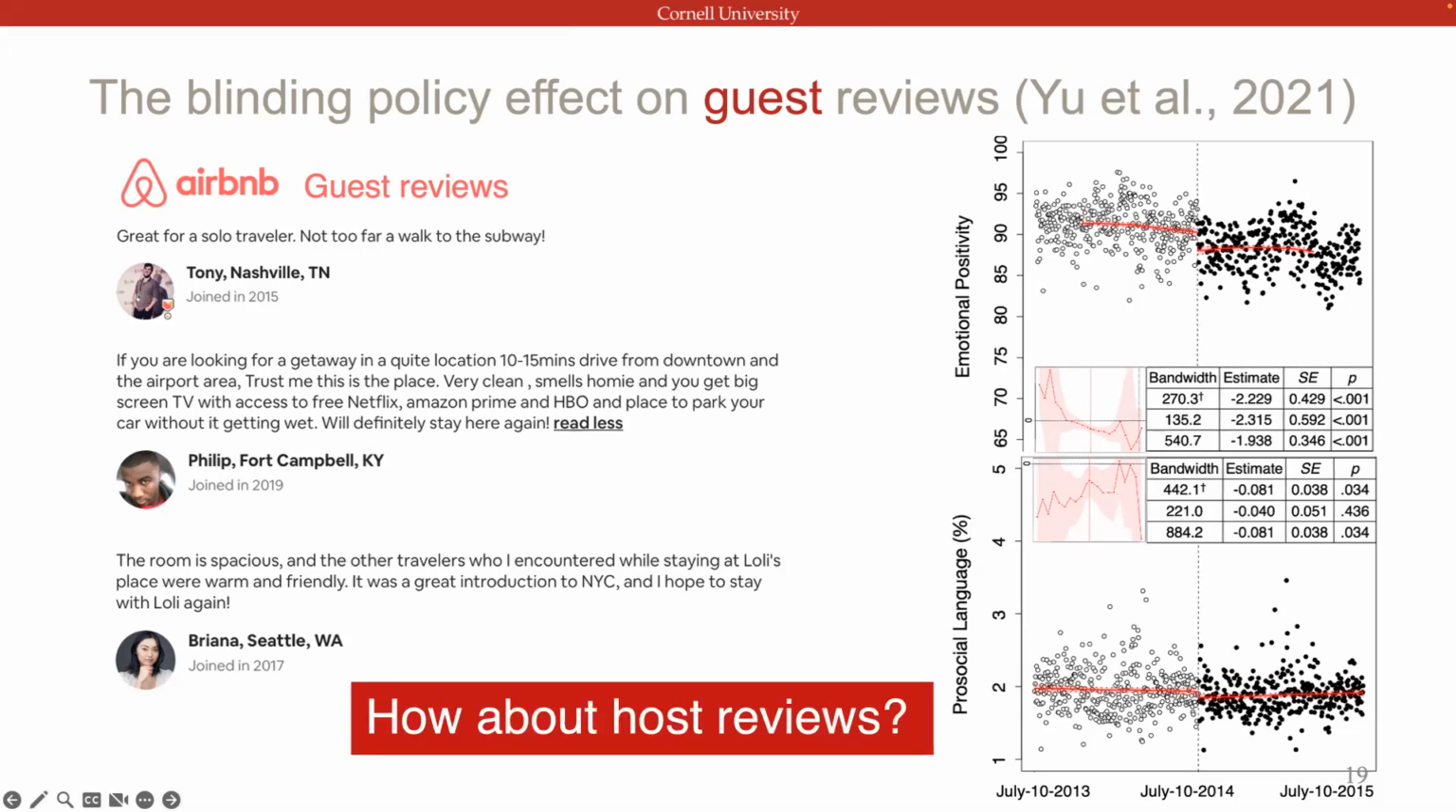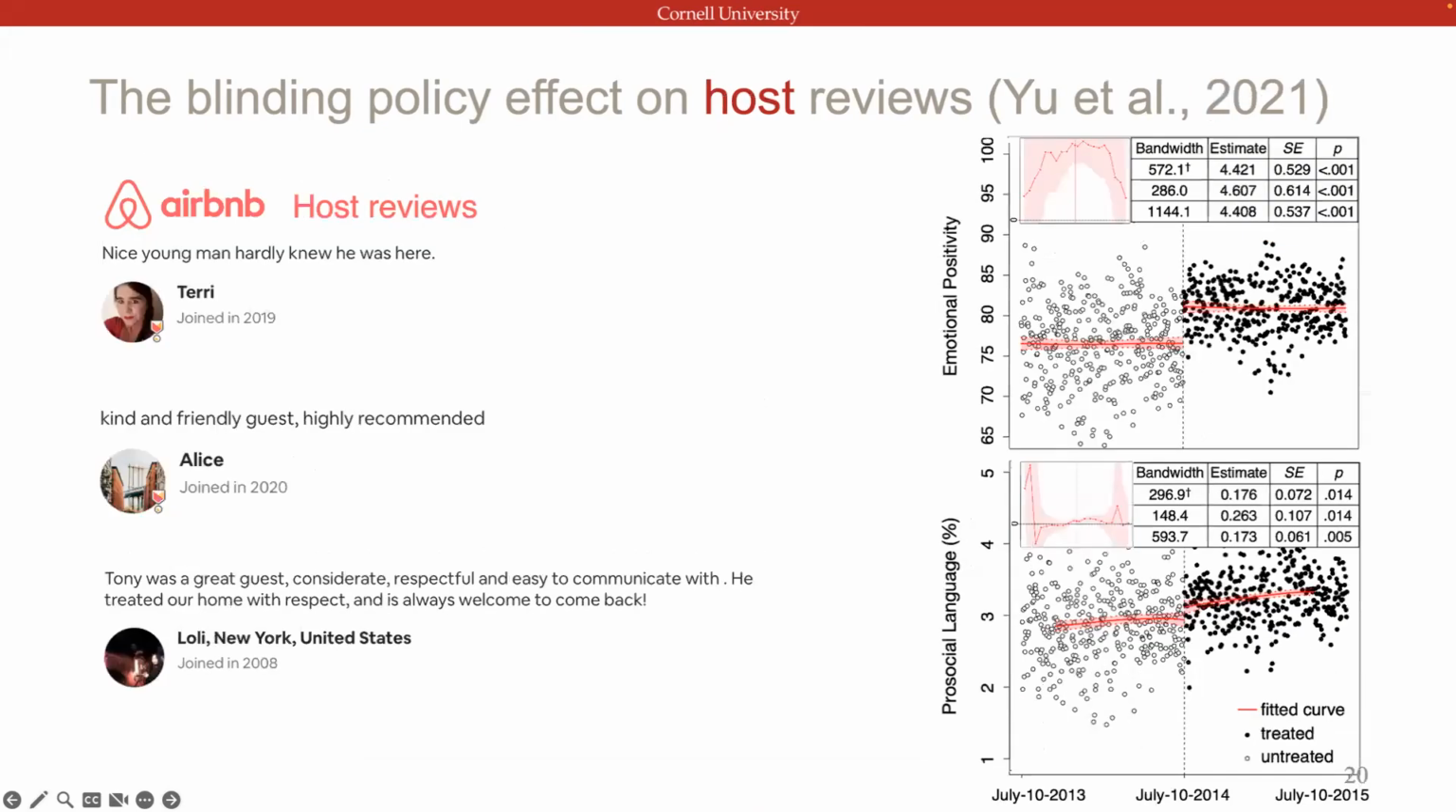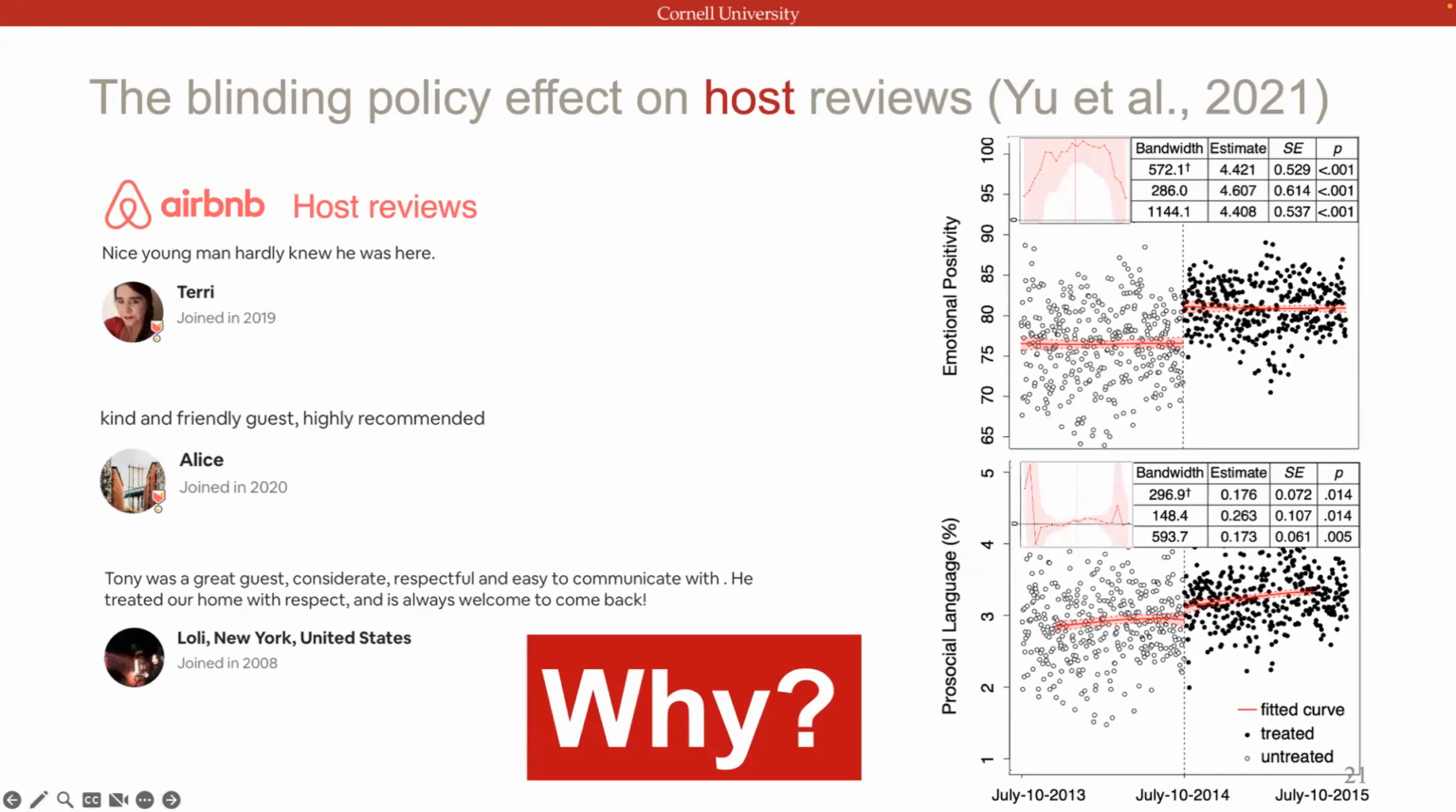Then what about host reviews? Intuitively, we may think that the same result would happen to host reviews as well. But as you can see from the figures on the right side, the result actually is exactly the opposite. After the blending policy change, host reviews became more positive and pro-social. But why? Any thoughts on this? Why the host reviews actually became more pro-social, more positive?